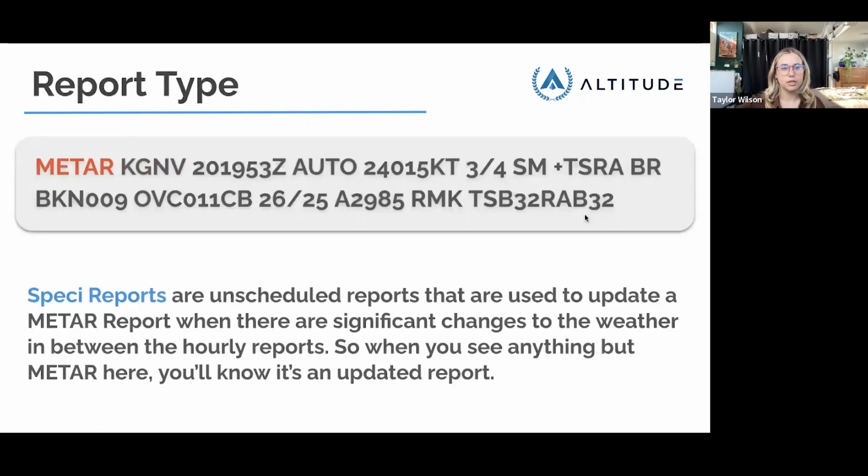Sorry, my computer is being... Okay, there we go. So we'll just jump right in to start reading a METAR.